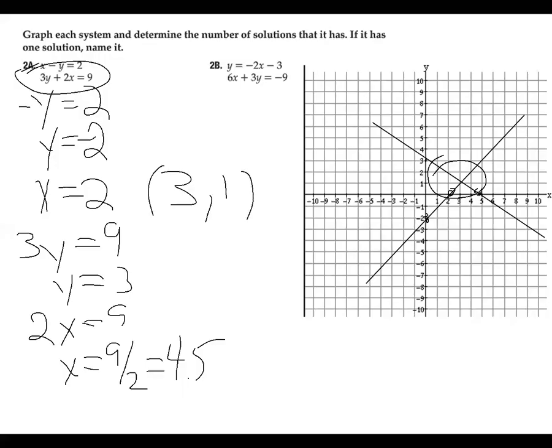And I'm going to tell you that that is the solution, and that will be called consistent and independent. It's consistent because there's at least one solution, independent because they're two separate lines.